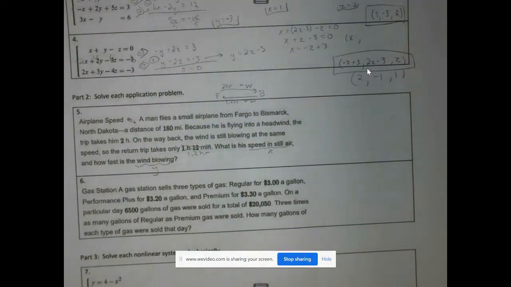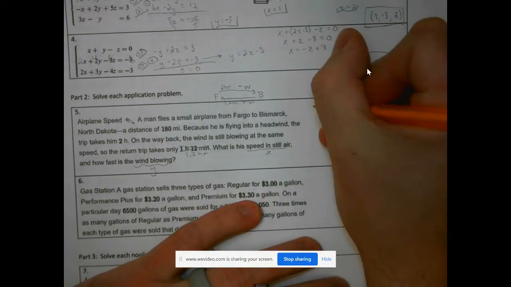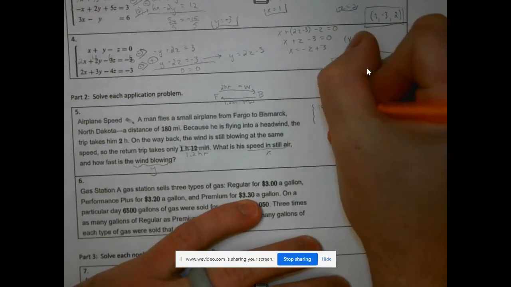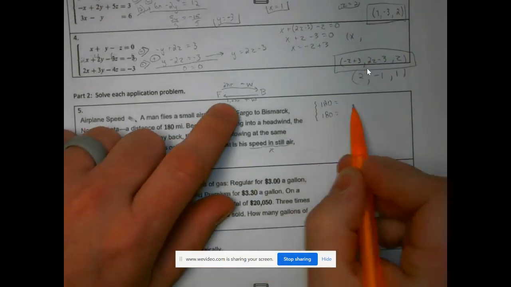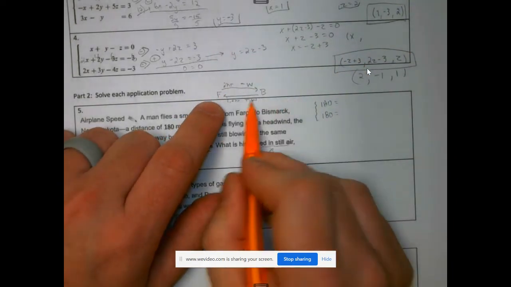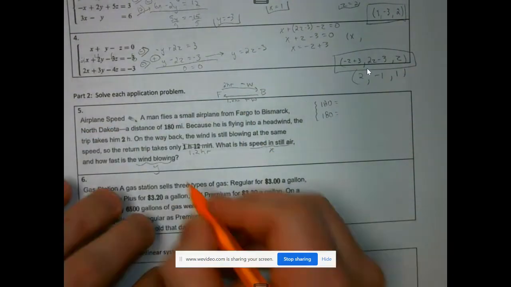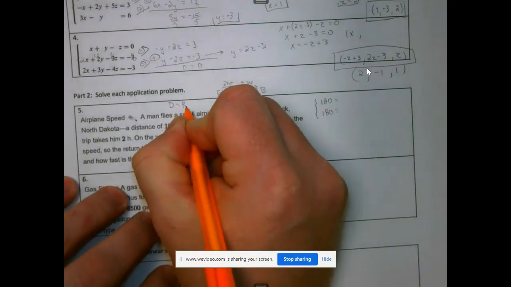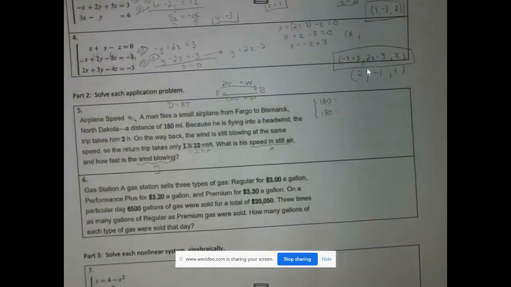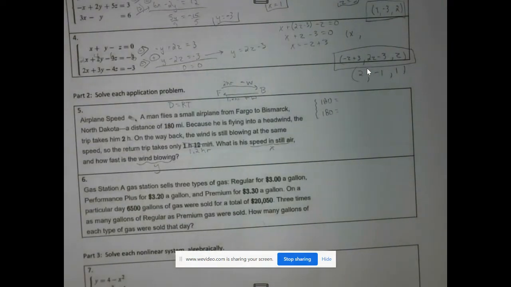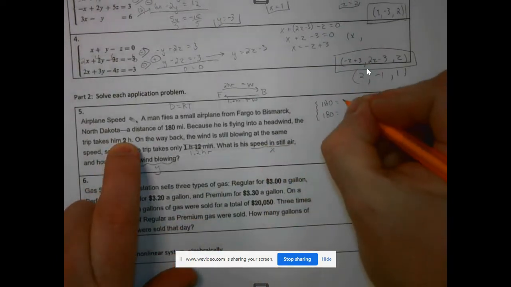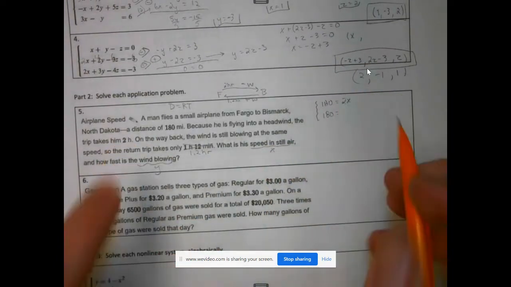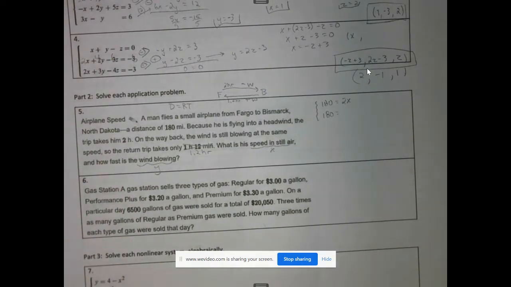Now, both distances are 180 miles. So 180 equals, 180 equals. This top one's going to be the trip there, and this bottom one's going to be the trip back. And remember, distance equals rate times time, and that's what we're going to use. So the speed in still air times the 2 hours will give the distance that the plane would travel without any wind.